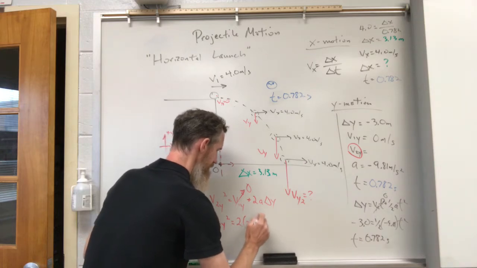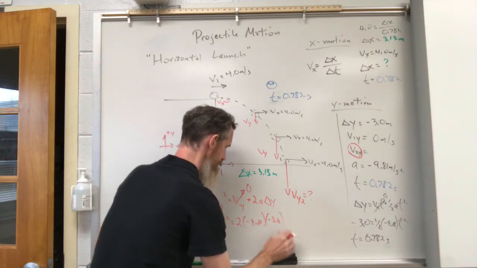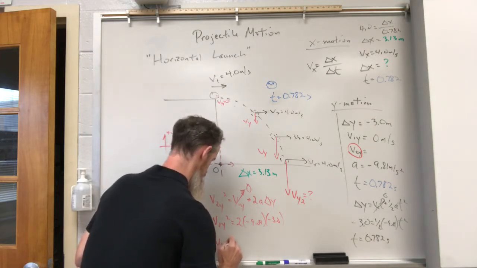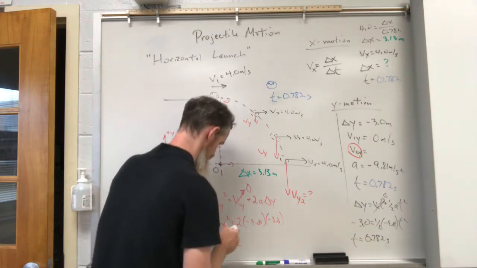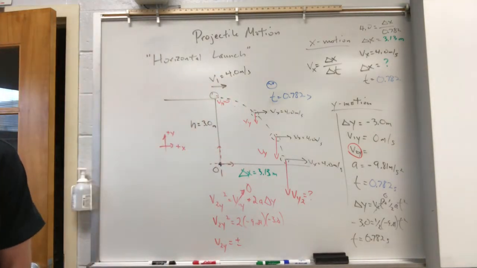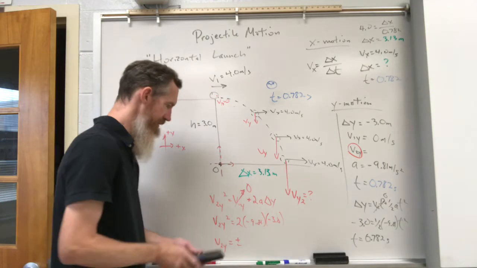And you're going to take the root, and make sure that that root works out. Make sure that you're going to root a positive number, which you will here.